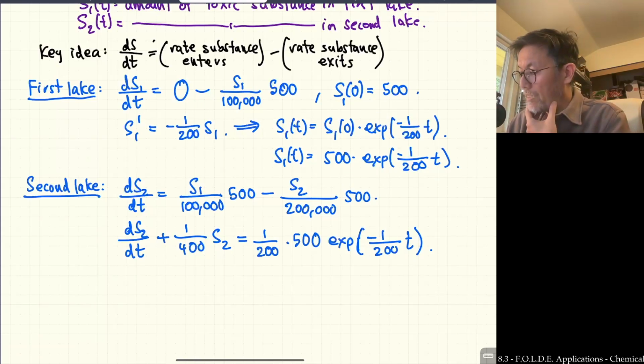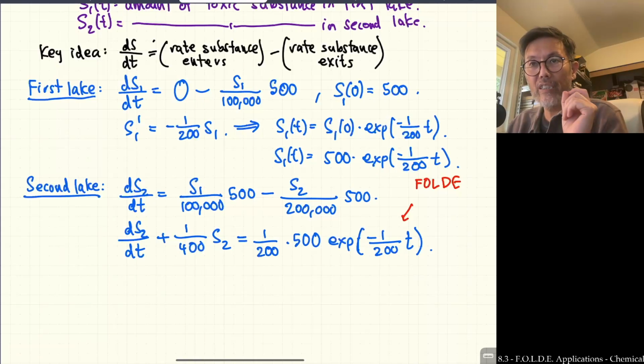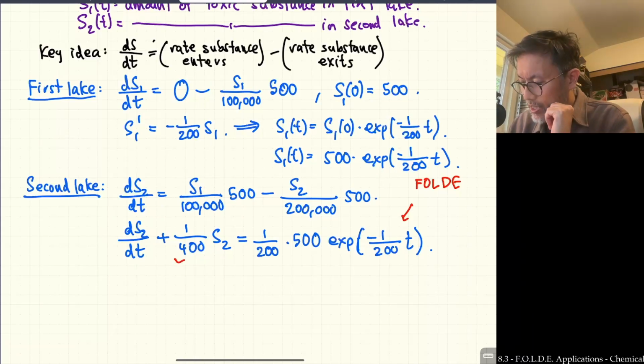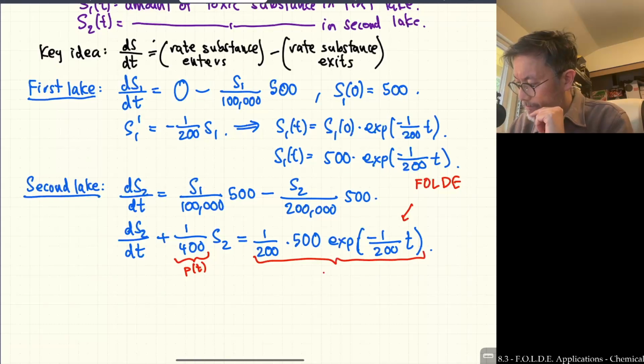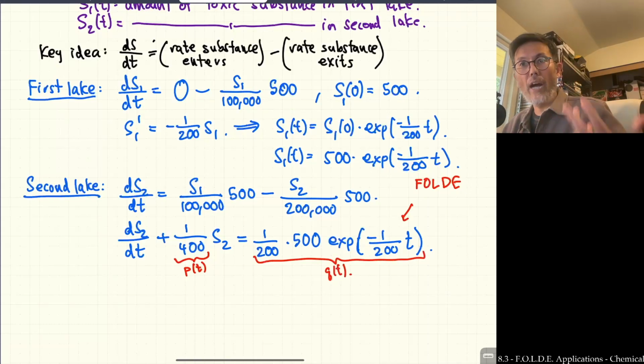But the thing that I want to say is that this is a first order linear differential equation. It's a FOLDE, a first order linear differential equation. Crucially, it's linear. Okay, it's linear because do you see S2 prime plus P of T S2 equaling Q of T. Here's P of T, and all this is Q of T. So I know in principle how to solve this, and that's what we're going to do now.